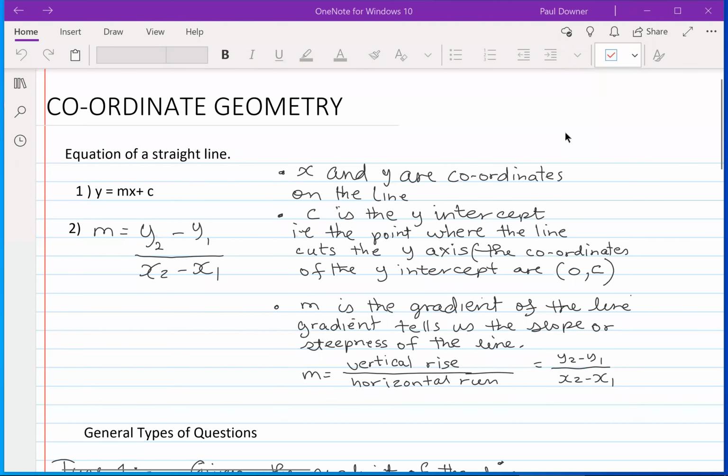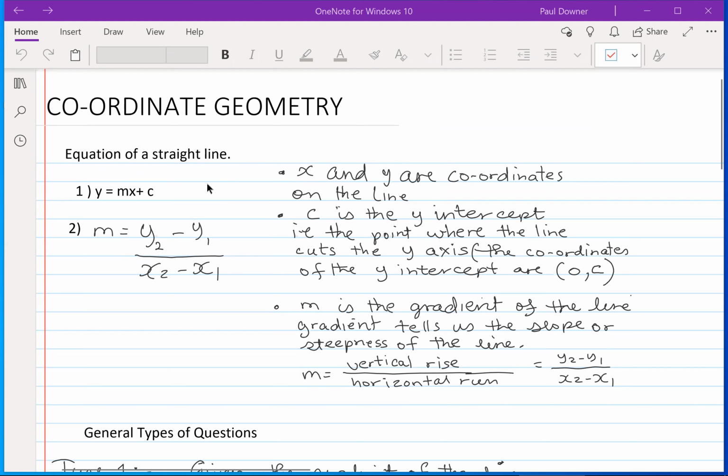Great. So the first thing we're going to look at under coordinate geometry is the equation of a straight line. Now, the equation of a straight line is given in item 1 here. It's y equals mx plus c. So if we look across here, we'll see what that is about.